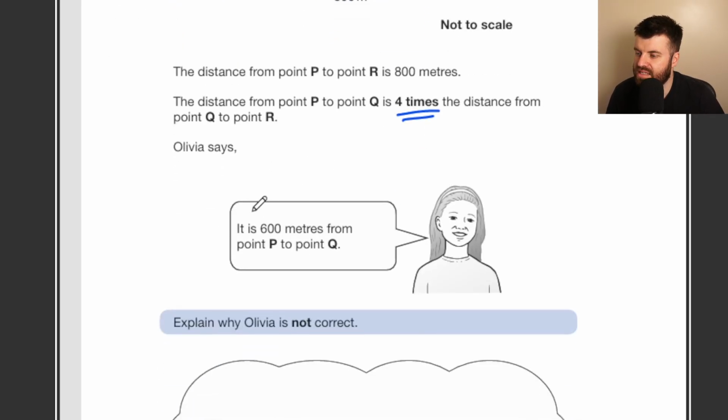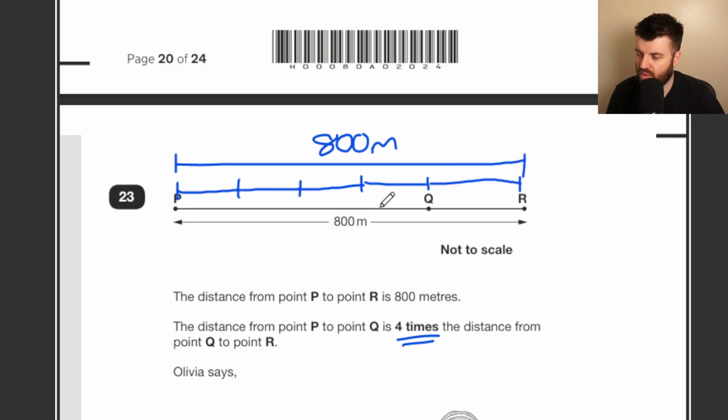Olivia says it is 600 meters from point P to Q. Explain why she is not correct. Well, why is she not correct? What is the distance from P to Q?